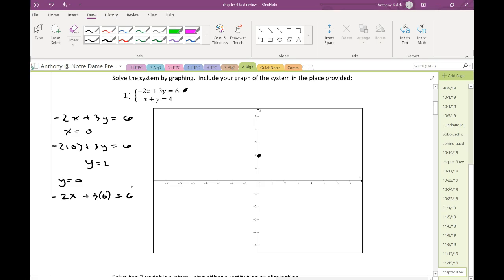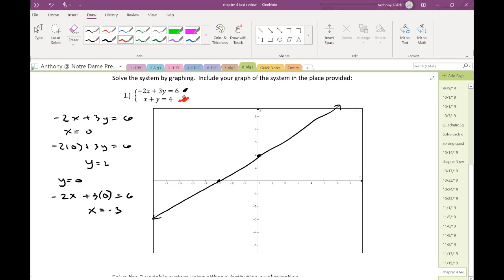So when I plug that in, I get negative 2x plus 3 times 0 is equal to 6. Well, 3 times 0 is 0, and negative 2x plus 0 is just negative 2x. So to find x, I can just divide both sides by negative 2 to get negative 3. So negative 3, 0 is my other point. So there's my first line. Okay with that, Madison? Okay.